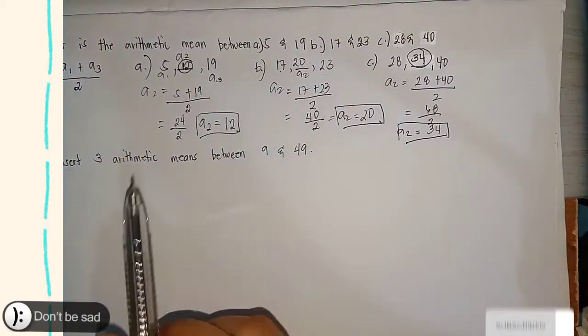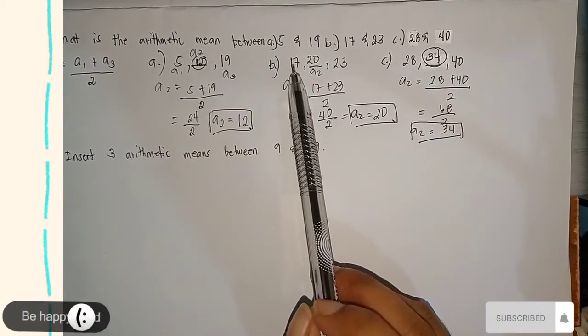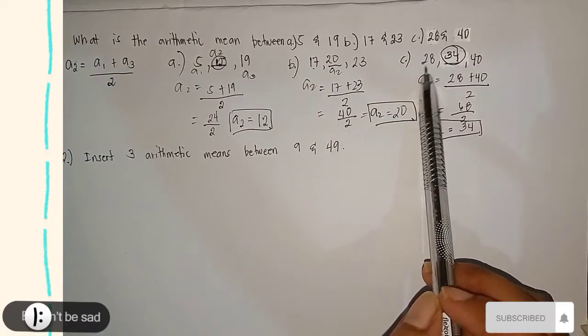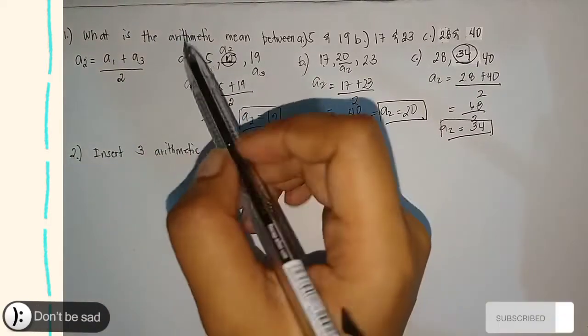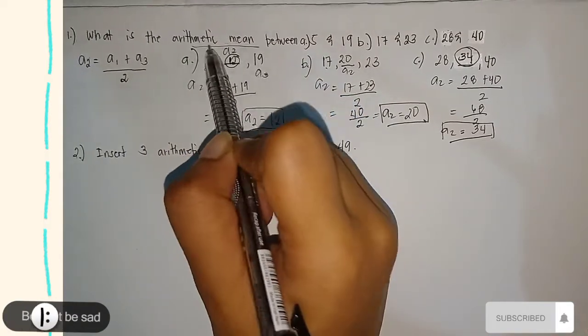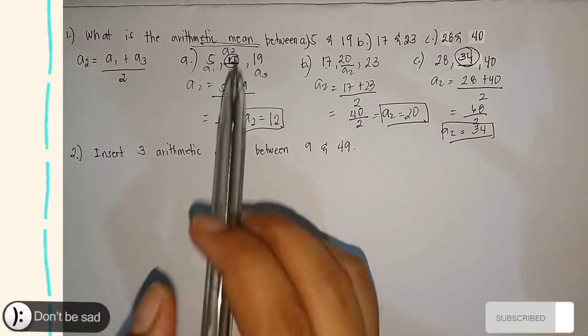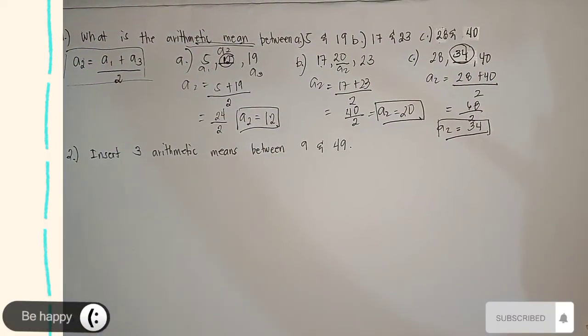Okay? So, the arithmetic mean of 5 and 19 is 12. The arithmetic mean of 17 and 23 is 20. The arithmetic mean of 28 and 40 is 34. And napapansin nyo, ang hinahanap lang ay arithmetic mean, not arithmetic means. Ibig sabihin, kapag isa lang yung hinahanap, ito lang yung gagamitin nyong formula.